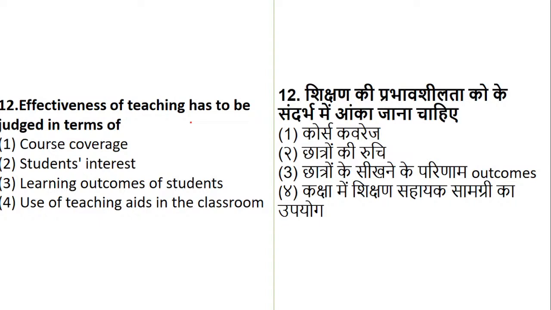Now, question number 12. Effectiveness of teaching has to be judged. Now see, when such words come, you people get confused. So I've clearly mentioned, effectiveness of teaching has to be judged in terms of what? Course coverage, students' interest, learning outcomes, use of teaching aids in the classroom. So any teaching which is effective can be judged in terms of what from the given options? Whether it is course coverage, the students' interest, the learning outcomes, or the use of teaching aids.